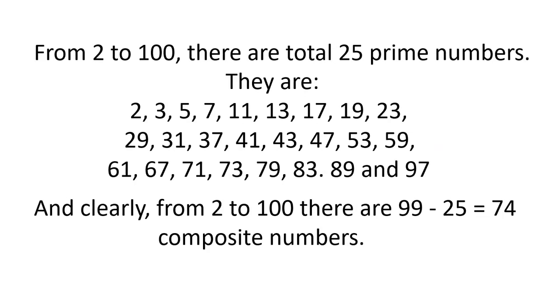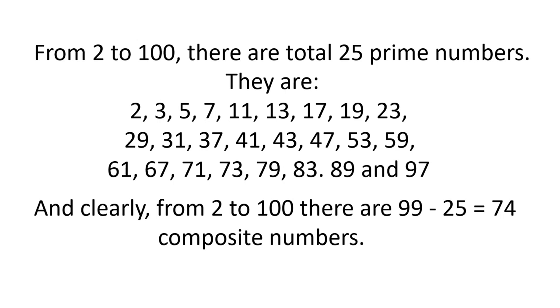From 2 to 100, there are a total of 25 prime numbers, and they have been listed below, which you can read out on the screen. Number 1 has been purposely excluded because number 1 is not counted as a prime number or as a composite number. And clearly, from 2 to 100 there will be 99 minus 25 is equal to 74 composite numbers.